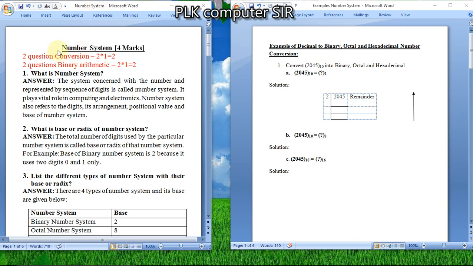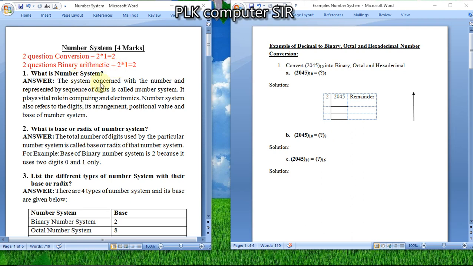In this tutorial video we are going to discuss the number system. Number system 4 marks question will come from this lesson, in which 2 marks question will be conversion type. One question, each question 1 mark, so 2 ones are 2. Similarly, 2 questions on binary arithmetic, each question also max 1 mark. Binary arithmetic can be binary addition, binary subtraction, binary multiplication, or binary division, or a combination of those.